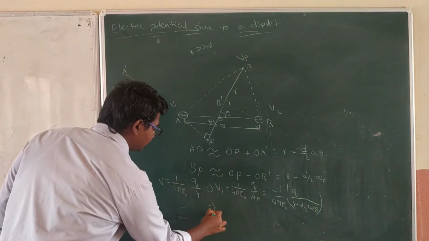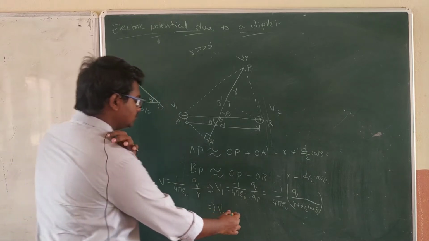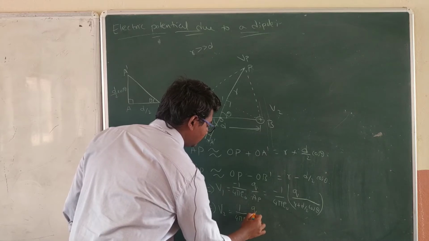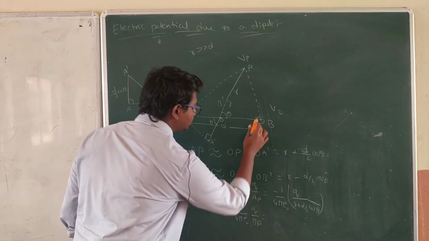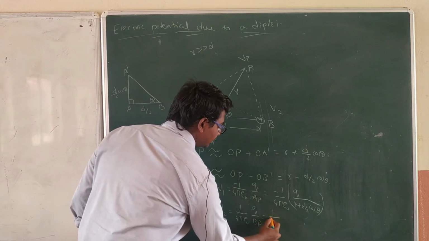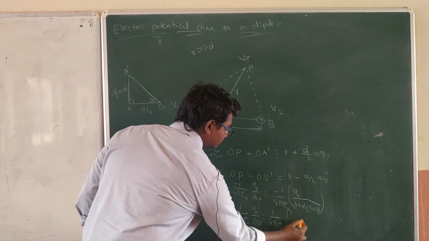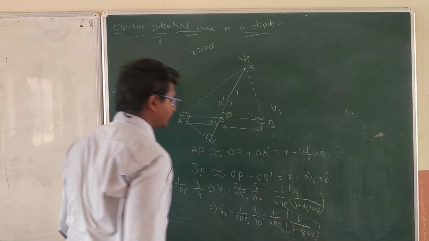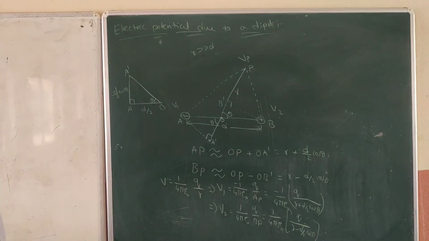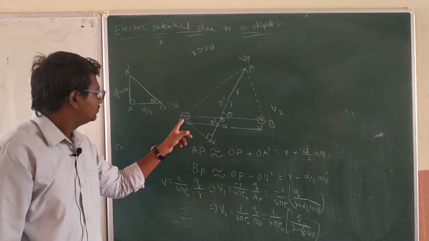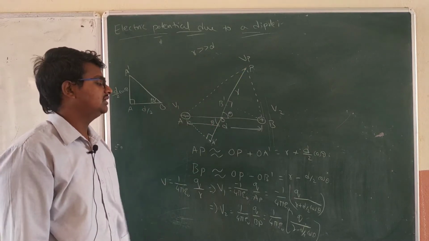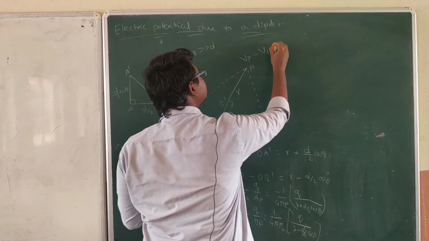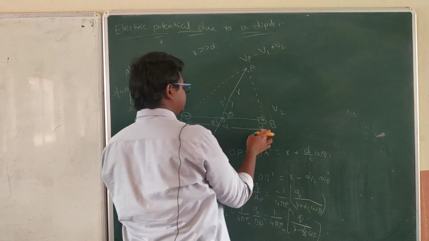Next, in the same manner, V2 is equal to 1 by 4 pi epsilon naught Q by BP. This is a positive charge only, no need to keep the negative symbol. That's why directly 1 by 4 pi epsilon naught Q by R minus D by 2 cos theta will come. Right. These two are the potentials due to the two charges at that particular point P. Now the potential at P, Vp, is equal to the summation of these two potentials, right?